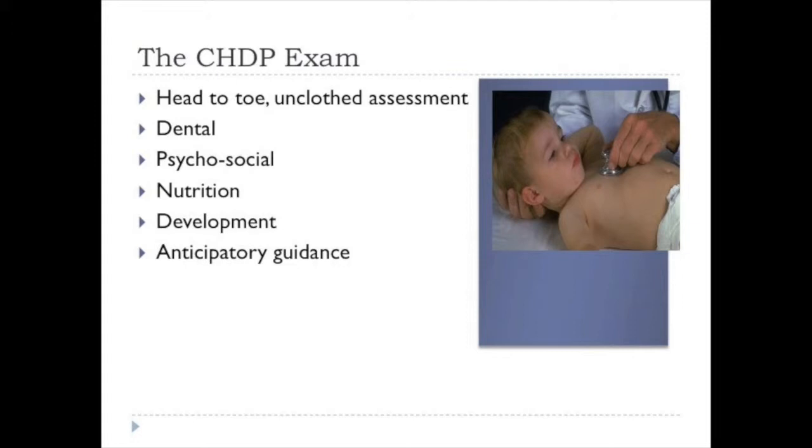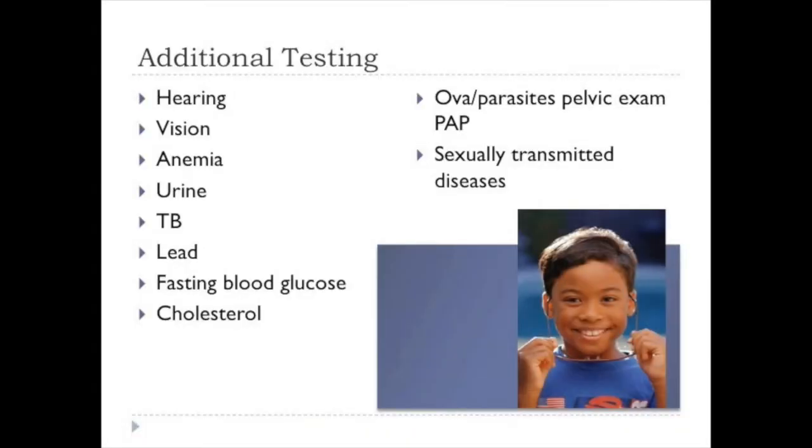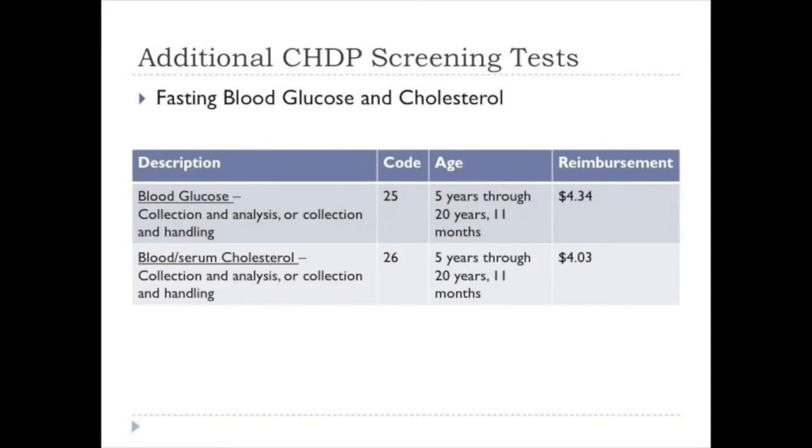Now we will learn about the CHDP exam. The exam is a head-to-toe, unclothed assessment that includes dental, psychosocial, nutrition, and developmental screenings, in addition to anticipatory guidance. The exam includes a range of immunizations, including the vaccines shown here. It also covers screenings for hearing, vision, anemia, STDs, and other diseases. Recently, the exam also started covering screenings for blood glucose and cholesterol levels.